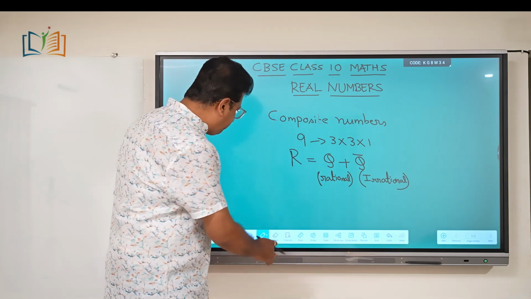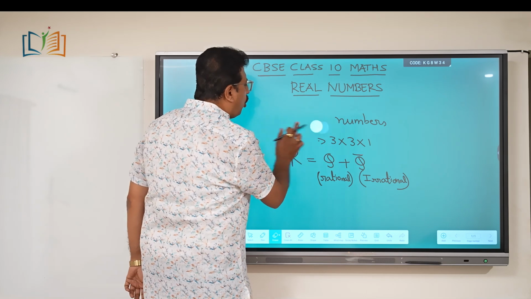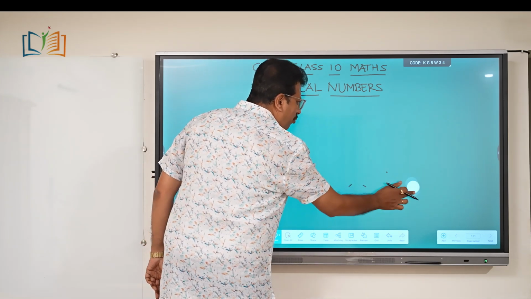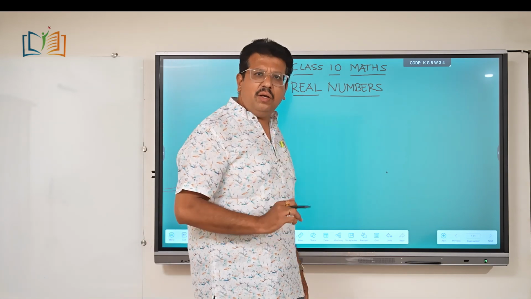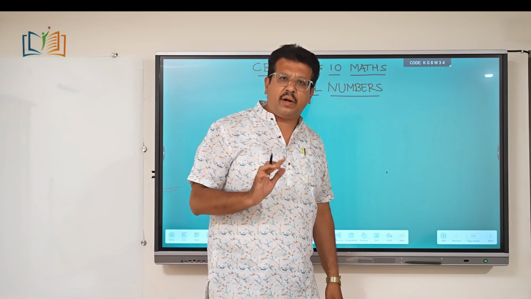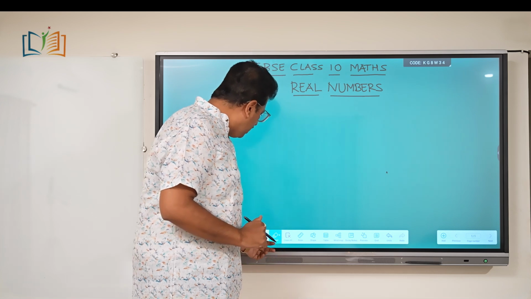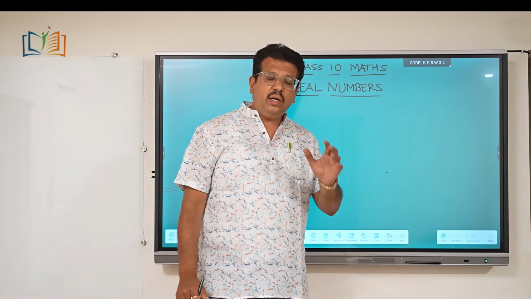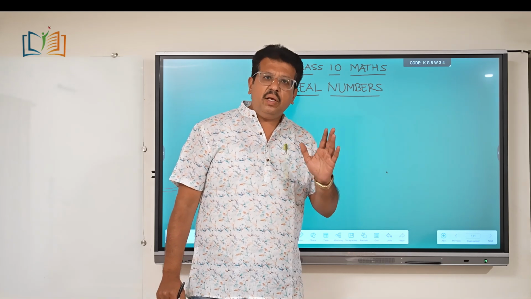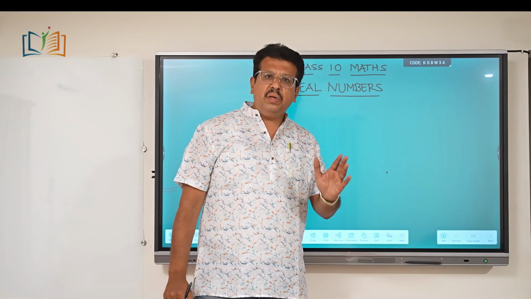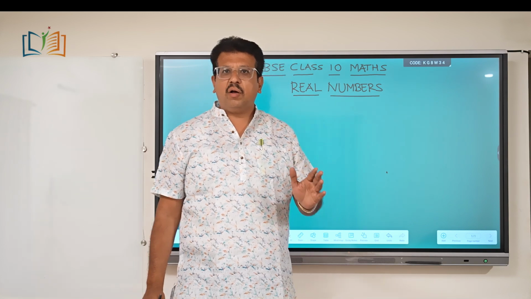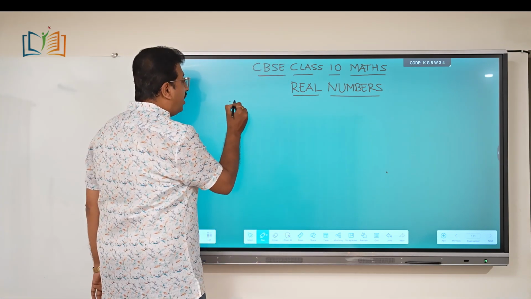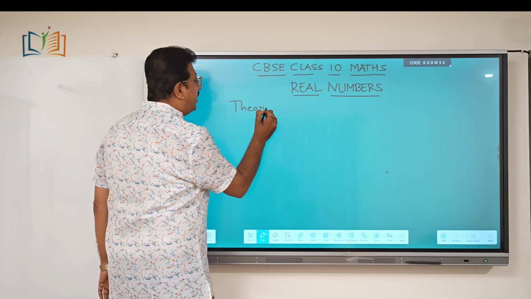In this, one concept we are going to learn is that every composite number can be expressed as a product of primes. It's one of the fundamental theorems of arithmetic. What do we mean by the fundamental theorem of arithmetic? Every composite number can be expressed as a product of primes. That is theorem number 1 in your NCERT textbook.